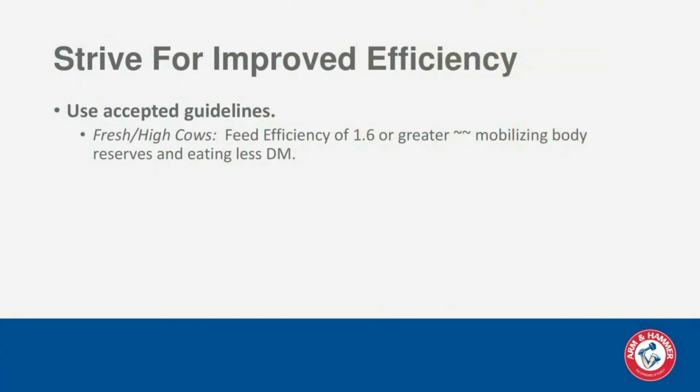The fresh and high cows in the first grouping, we look at a feed efficiency factor of 1.6 or greater. That number is driven a lot by the fact that, for instance, fresh cows, they'll be mobilizing body reserves and eating less dry matter. So that number, again, is not an absolute, but it's more of a target. And our goal is to benchmark where we start with this program and be able to see changes over time to where we can approach this type of a goal.